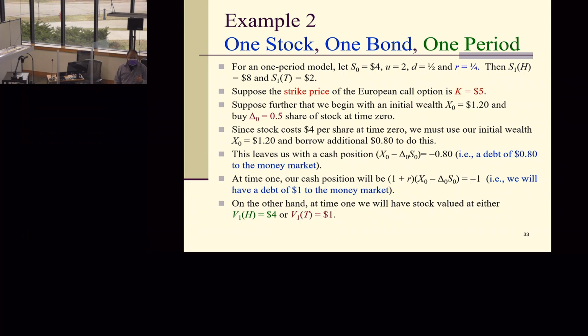But if the stock price went down to $2, since I have a half share, I only have $1 worth of the stock, correct? I sell it, get $1 back, and pay off the $1 debt I have to the money market account. What is the payoff? 0. Understand what I'm trying to say? I end up with $0.